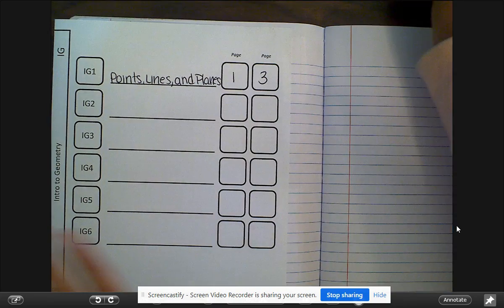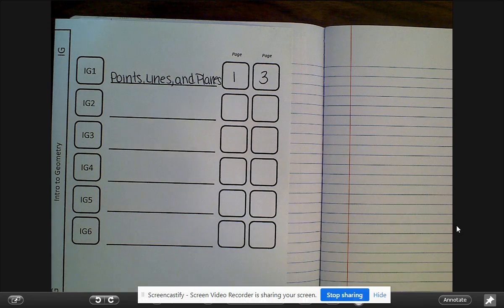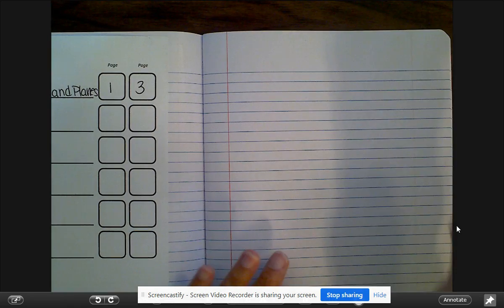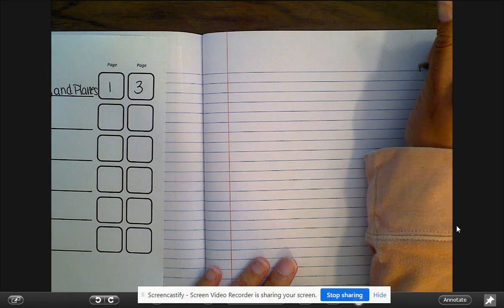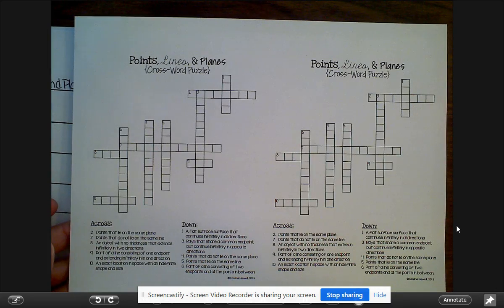Some of this stuff is going to be optional, just so that you know. And I'll let you know which things are and which things aren't. So the very next page here is going to be page 1. Sometimes I'll number a page and sometimes I won't, so just pay attention to that. And if you get your packet of stuff that I gave you at the textbook handout, the very next thing you should see is this crossword puzzle.